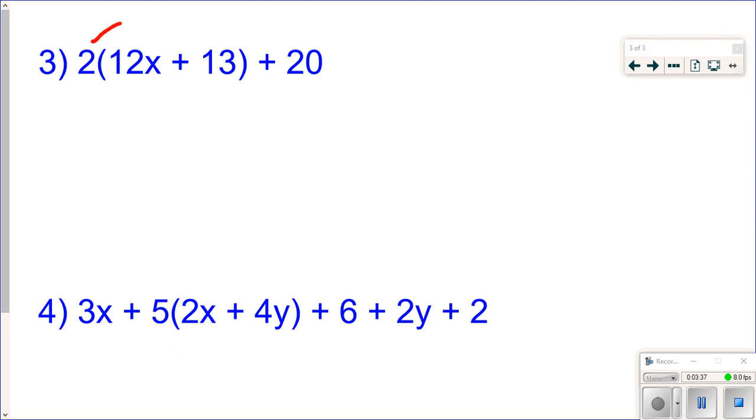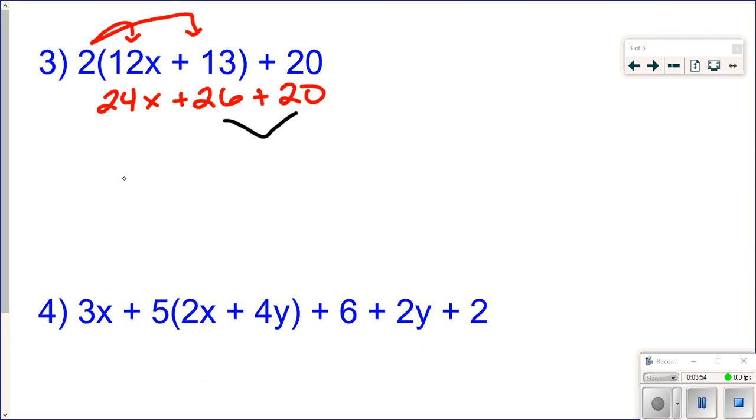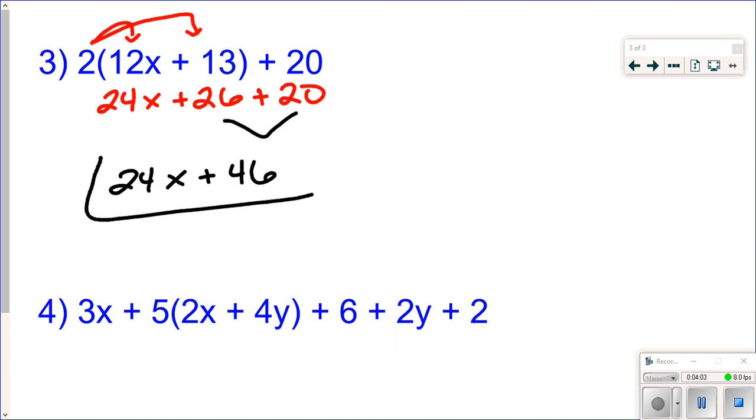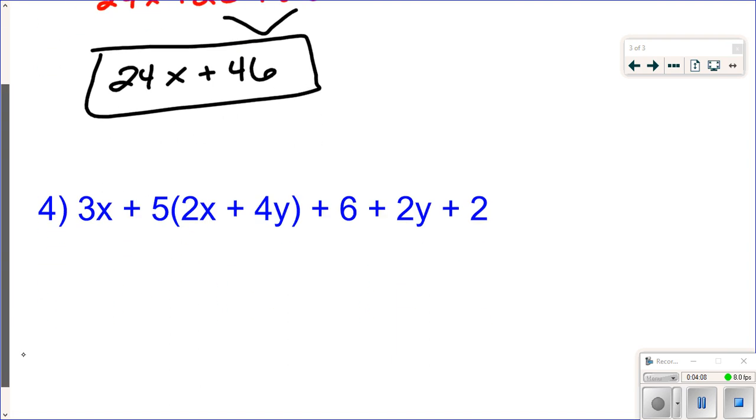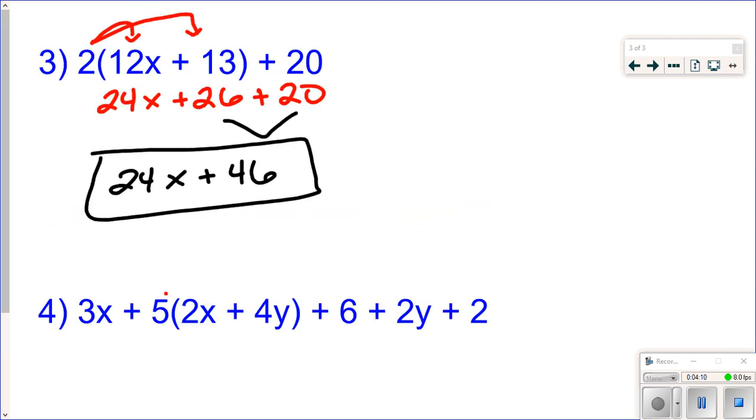So we're going to distribute first. So 2 times 12x is 24x, plus 2 times 13 is 26, plus 20. Like terms. I have nothing to combine the 24x with. So 26 plus 20 is 46. That would be the simplified version. One more. So here's distributive property.